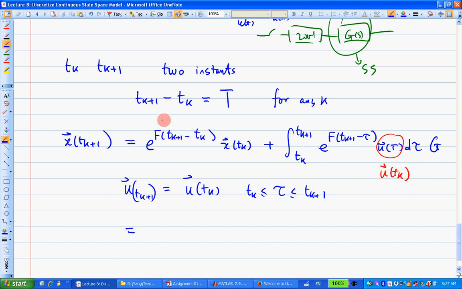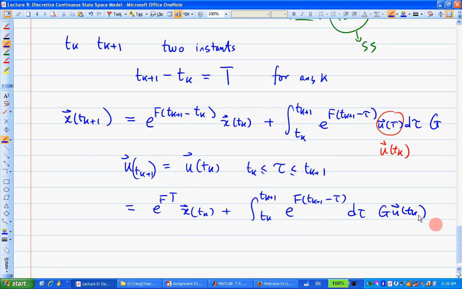Now, how about this term here? This term is t_{k+1} minus t_k. What was that? Capital T. So basically this is e^{FT} x(t_k) plus the integral from t_k to t_{k+1} of e^{F(t_{k+1}-tau)} d tau, times G u(t_k). This is the new equation, and it relates t_k and t_{k+1}.